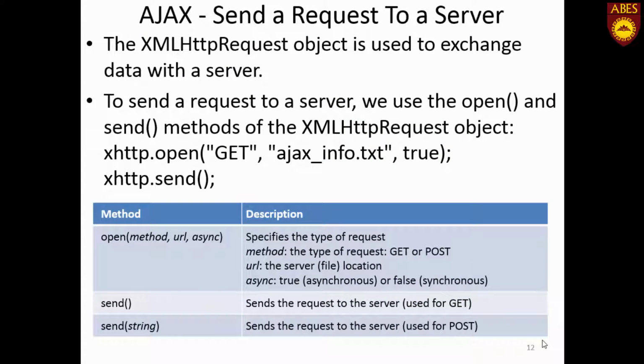AJAX sends the request to the server by using the XMLHttpRequest, and the method can be GET, then the URL, and then the asynchronous flag. Let's see about the methods and their descriptions.